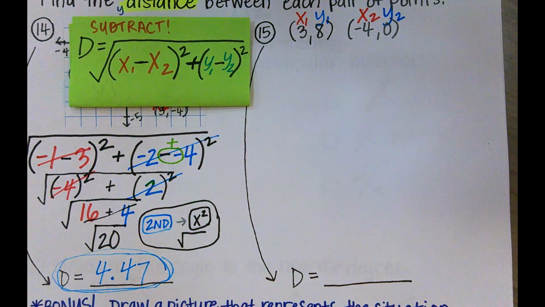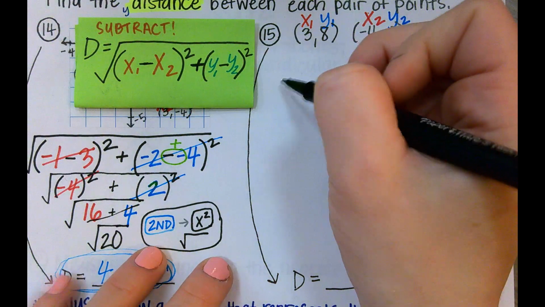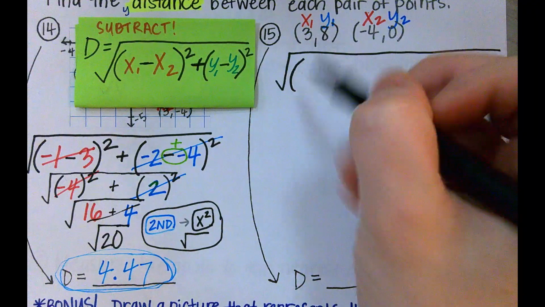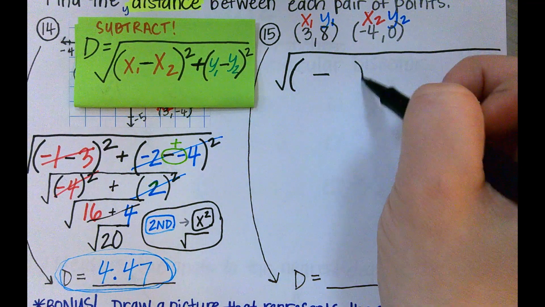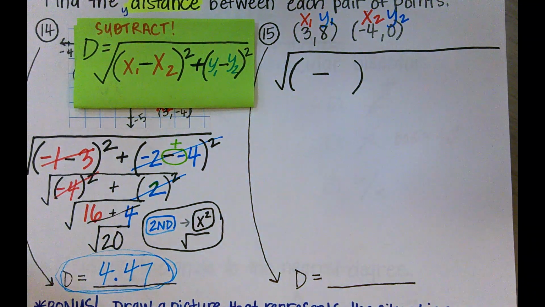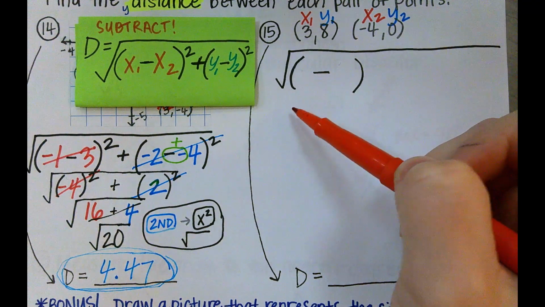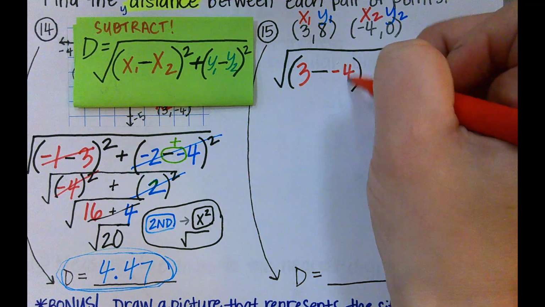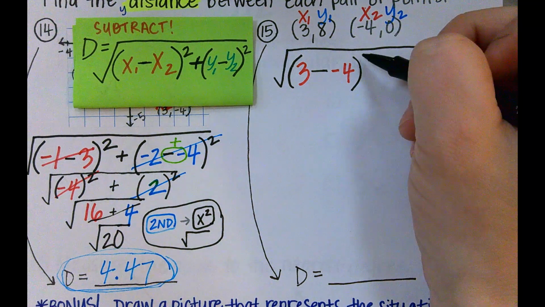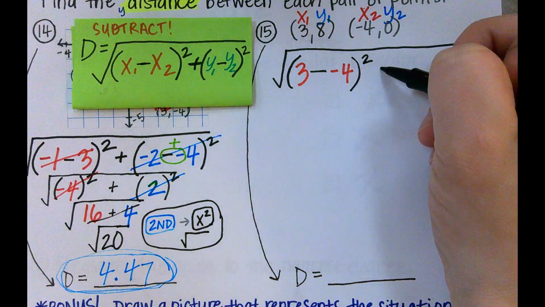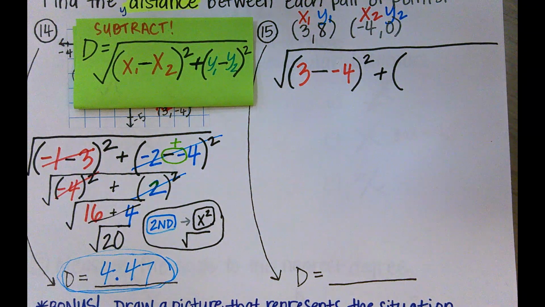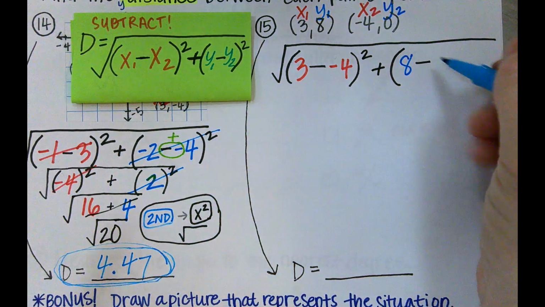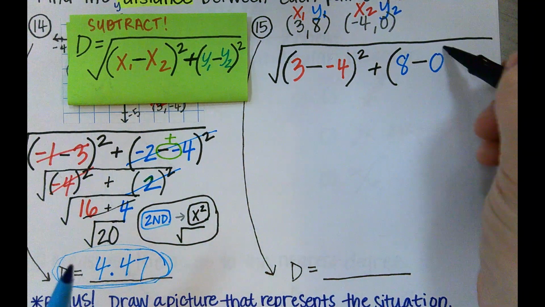Okay, so let's see. D is the square root of (3 minus -4) squared, plus, don't forget the square, (8 minus 0) squared.